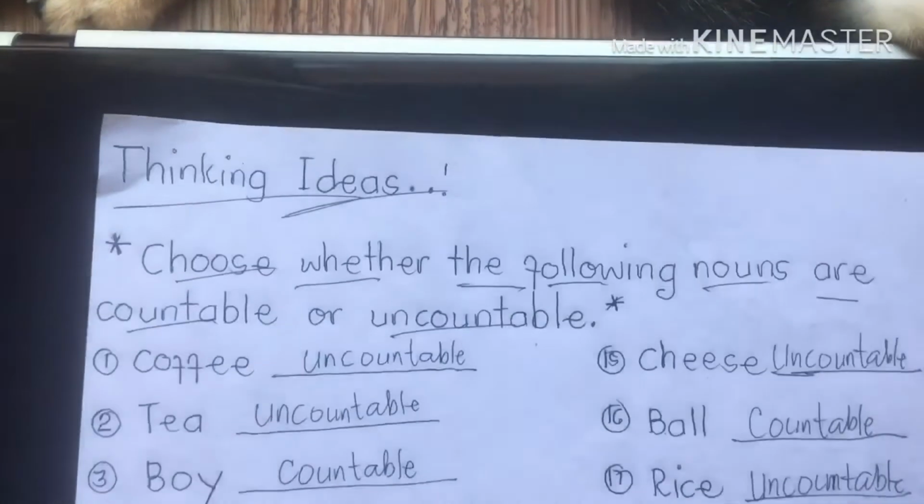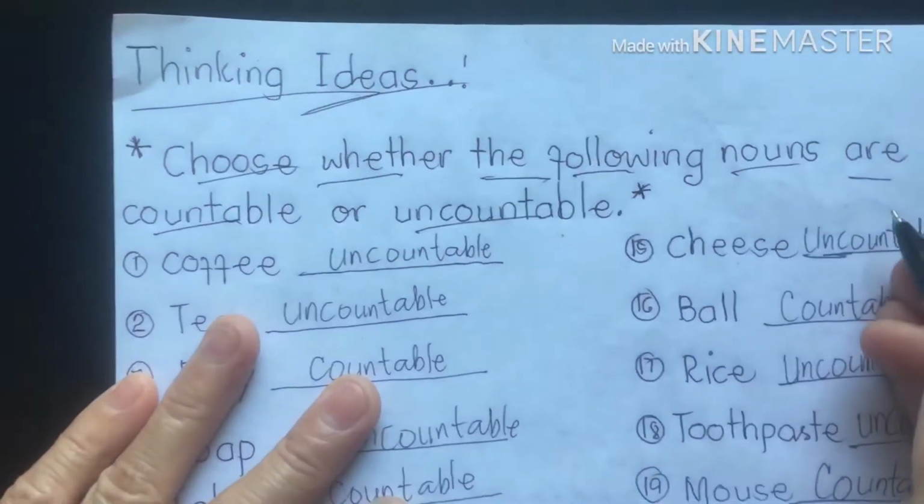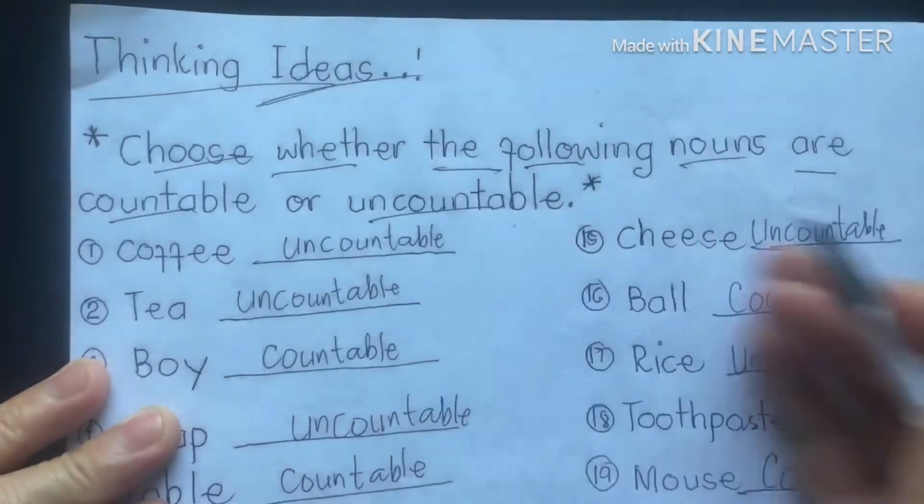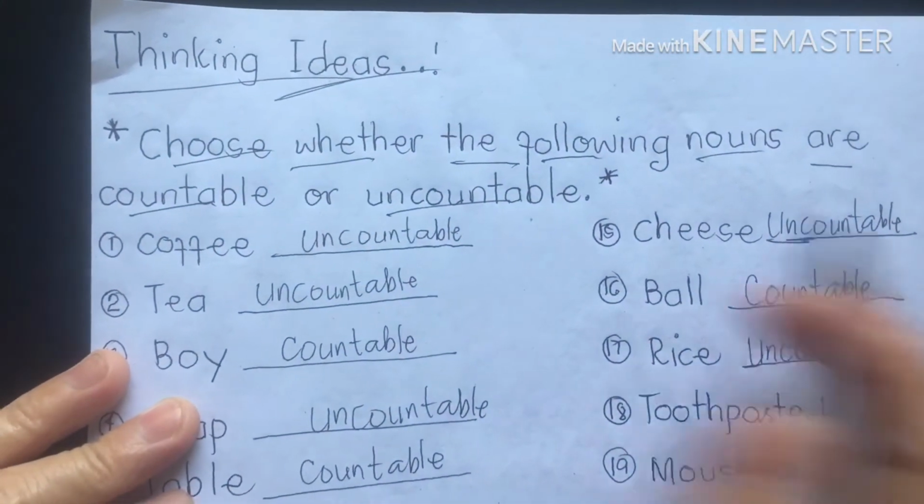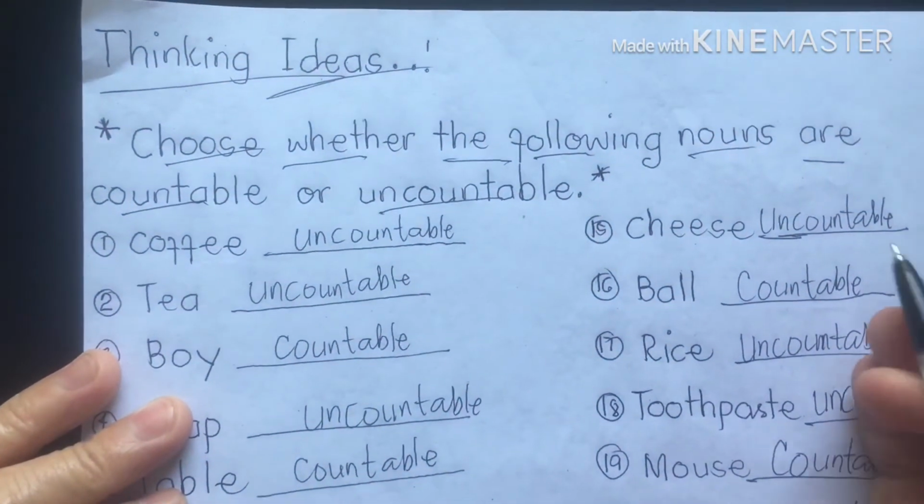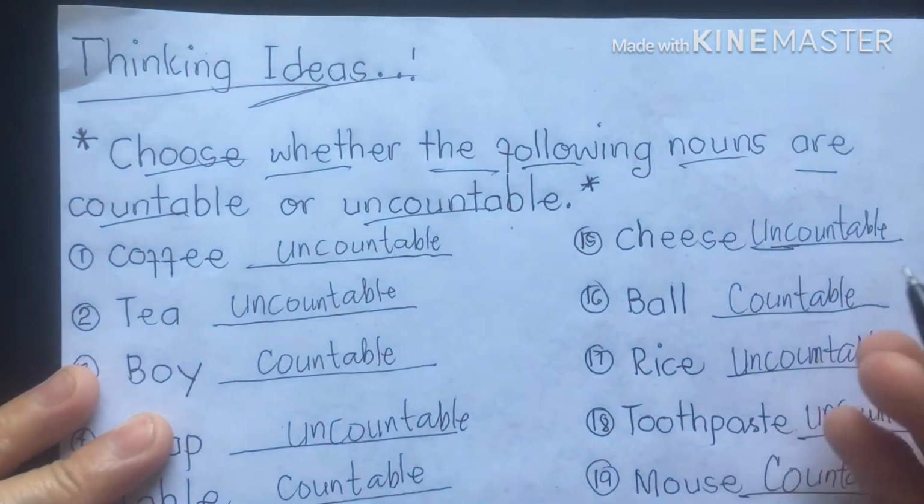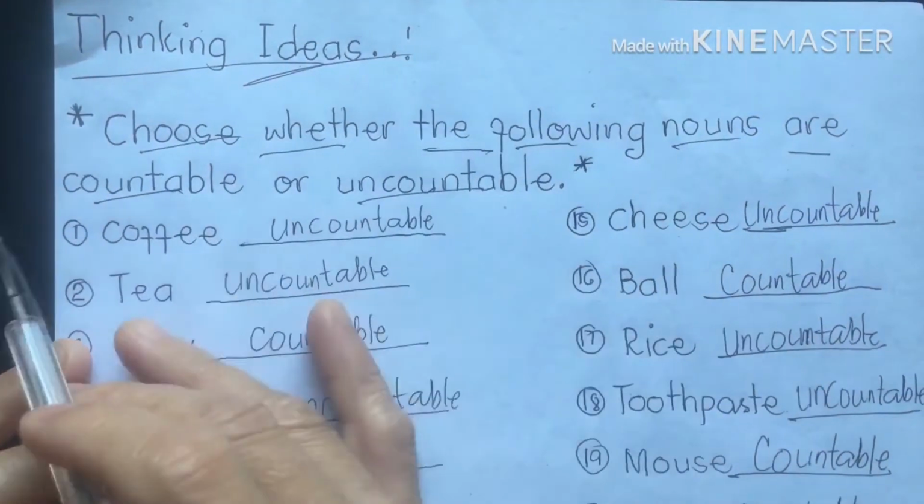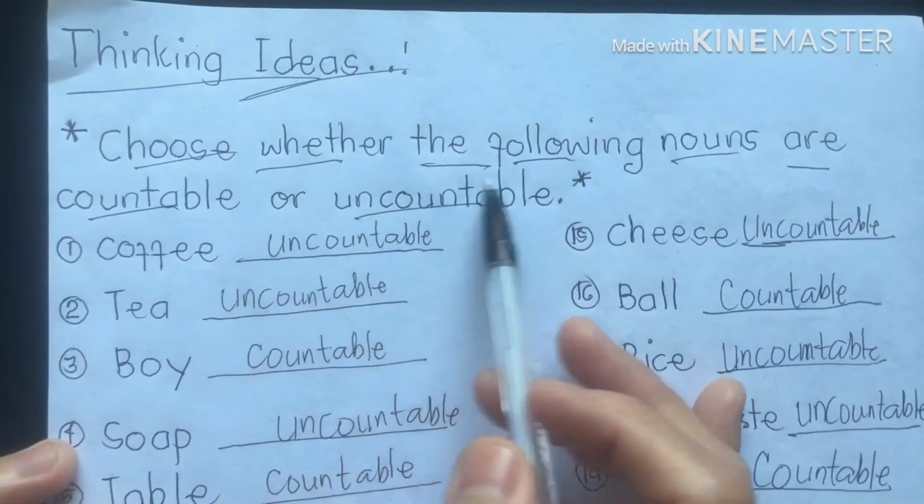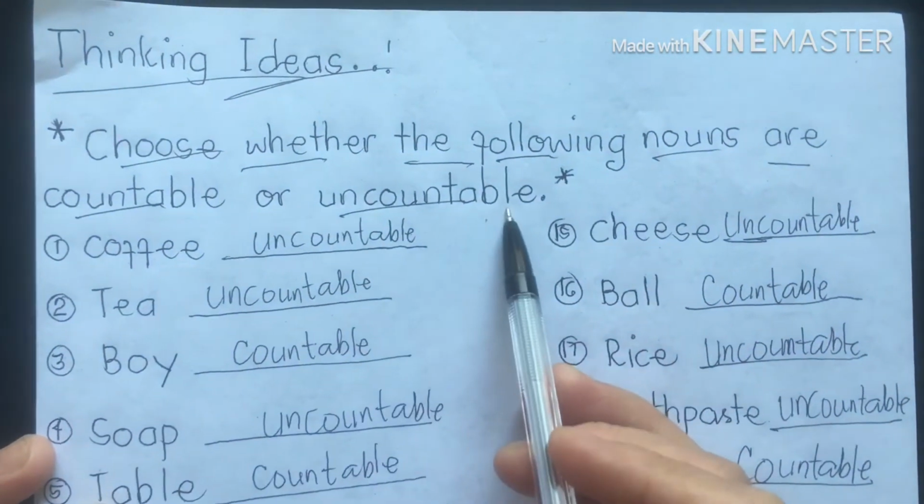So we have here our exercise drills. Have you already answered it? Because we're going to explain to you what uncountable and countable nouns are. I'll write the directions here. Choose whether the following nouns are countable or uncountable nouns.